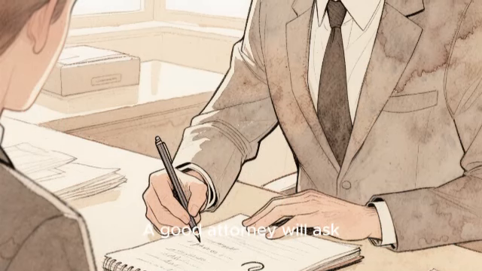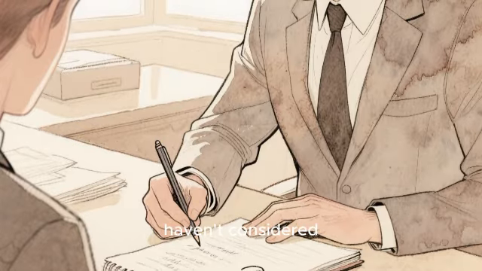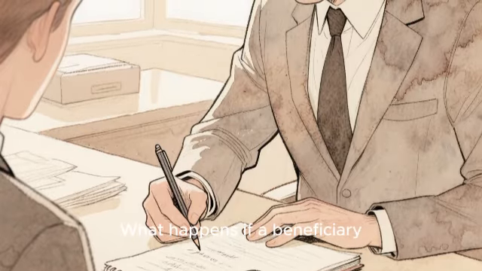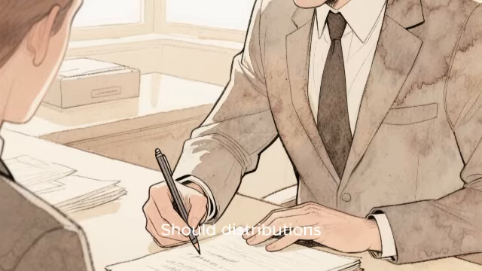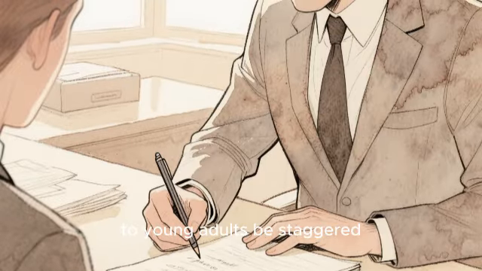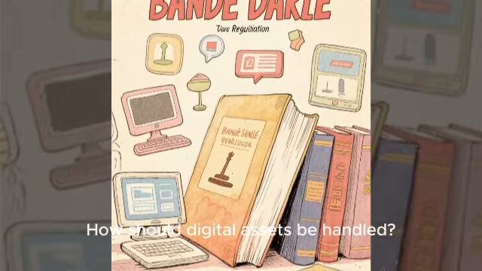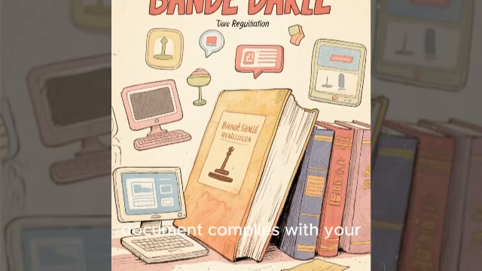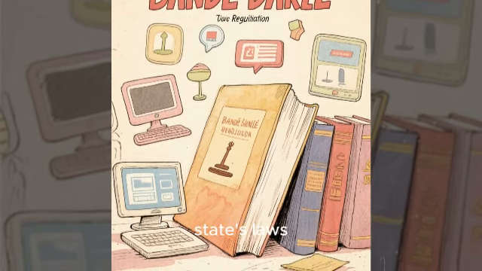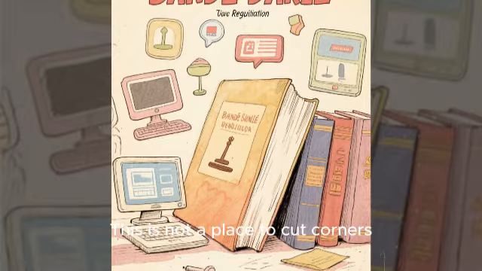A good attorney will ask questions you haven't considered. What happens if a beneficiary predeceases you? Should distributions to young adults be staggered at certain ages? How should digital assets be handled? They will ensure the document complies with your state's laws. This is not a place to cut corners.